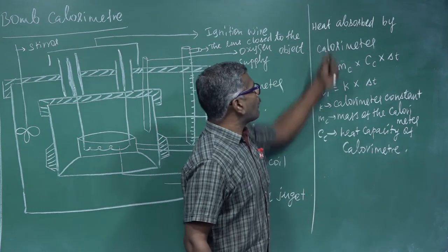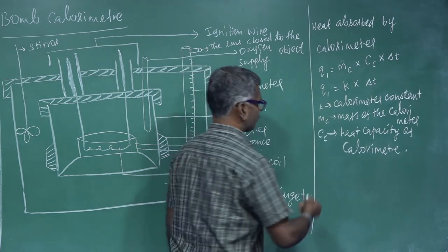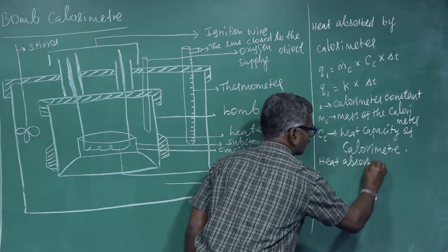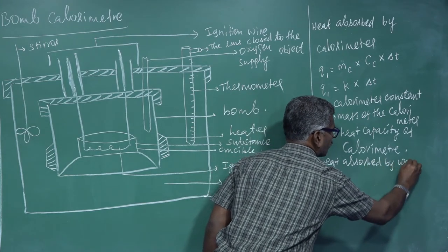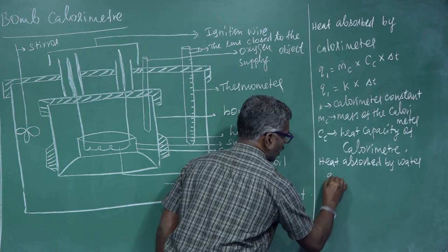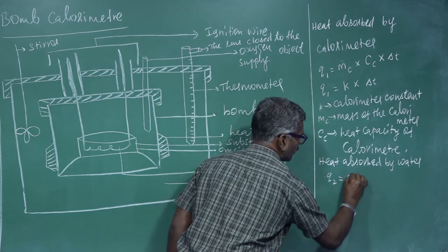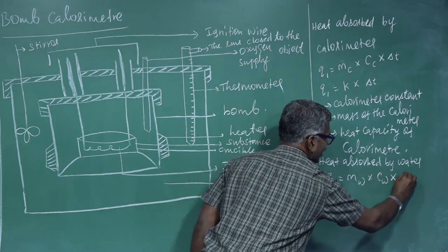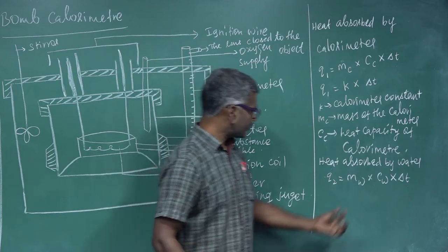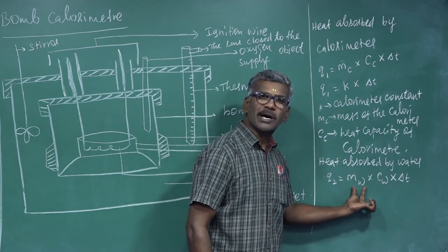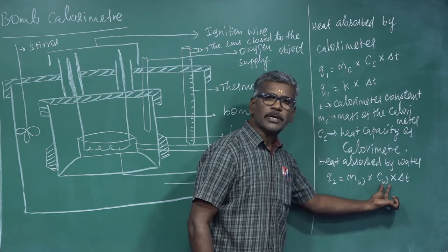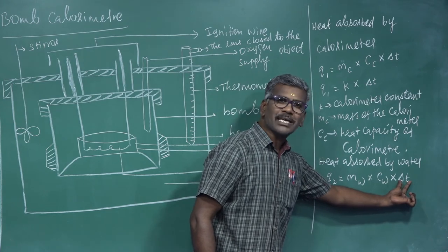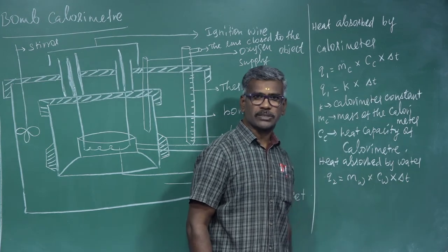Next, the amount of heat absorbed by the water, that is Q2 = MW CW delta T. Here, MW is the molar mass of the water, CW is the molar heat capacity of the water, and delta T is the change in temperature.